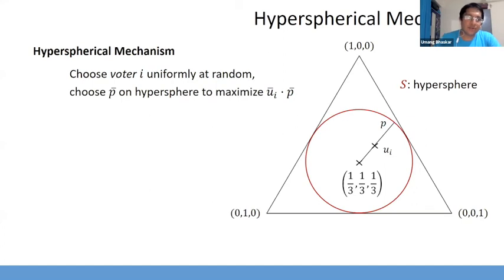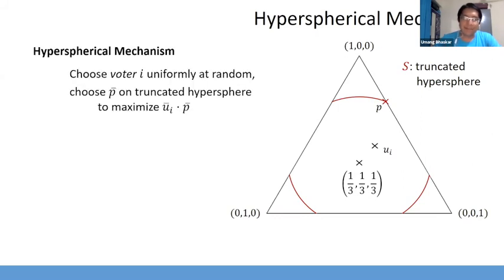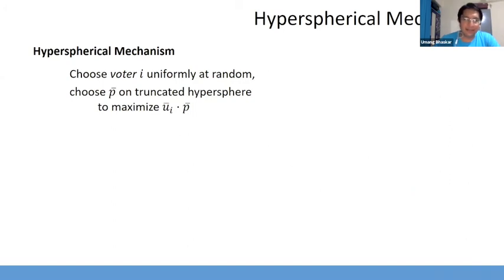So we talked about 3 candidates. Now the point is that if we have more candidates, the inscribed circle's radius goes to 0. So it more and more just looks like the uniform distribution. So instead, we're going to allow larger radii than that of the inscribed hypersphere, except that we will truncate it. So this is what my truncated hypersphere looks like. I fix the radius and I do this. It's characterized by the radius r.